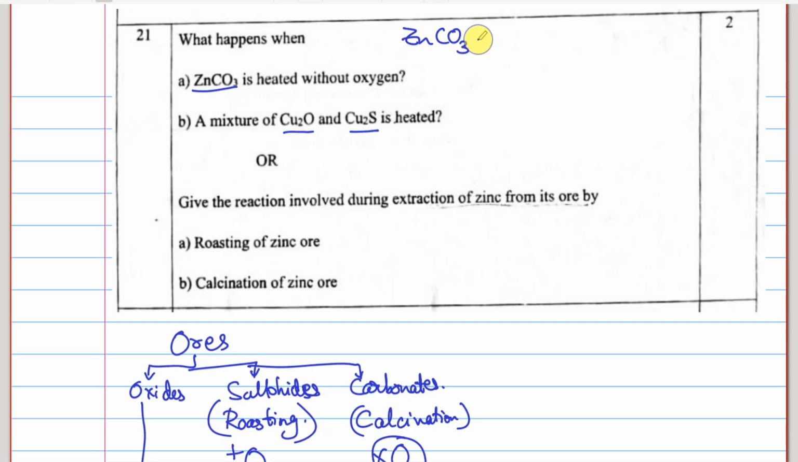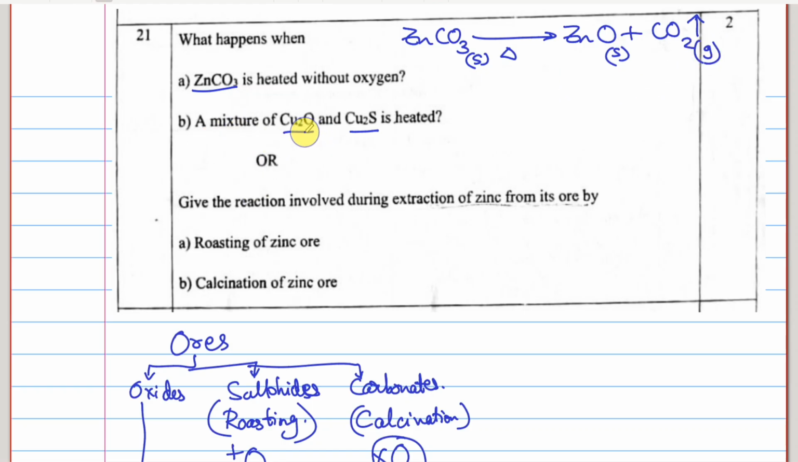So we'll write zinc carbonate will be subjected to calcination, in which we heat zinc carbonate without the supply of oxygen. And during calcination, zinc carbonate will undergo thermal decomposition to form zinc oxide and liberate carbon dioxide gas. So this is the reaction which is taking place. We'll have to explain it and write a balanced chemical equation along with the states. Zinc carbonate, because it is an ore, will be solid. Zinc oxide, again ore, solid. Carbon dioxide, gas.